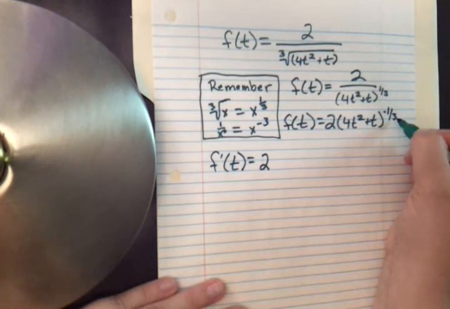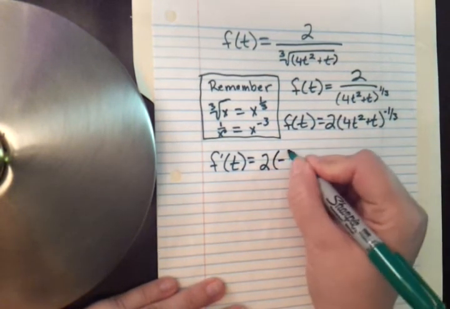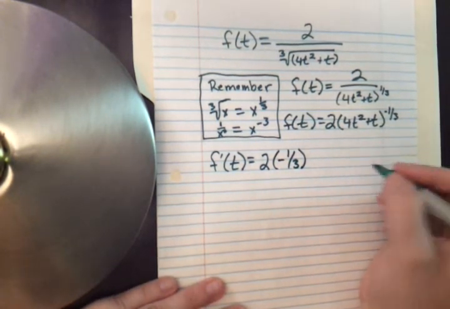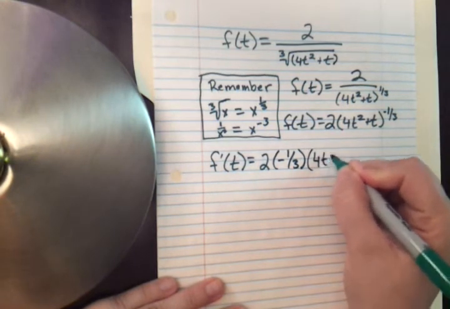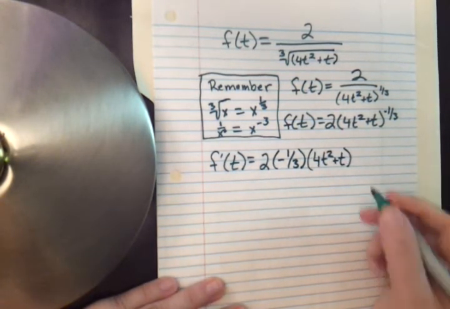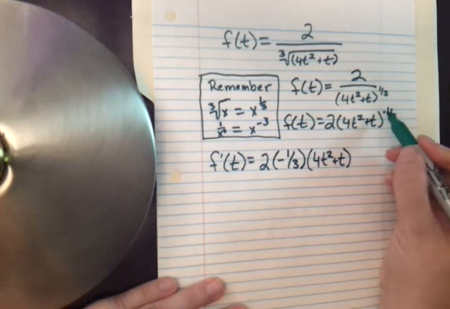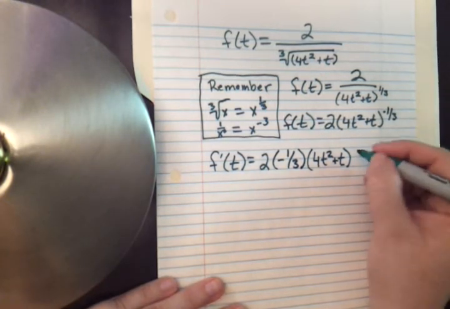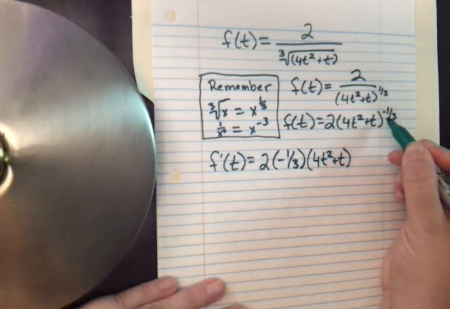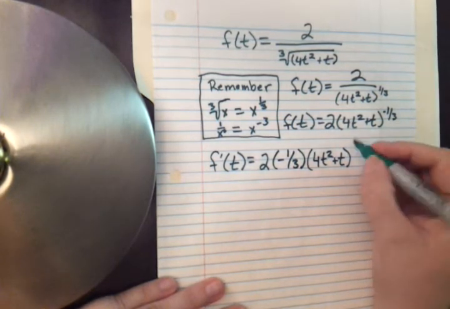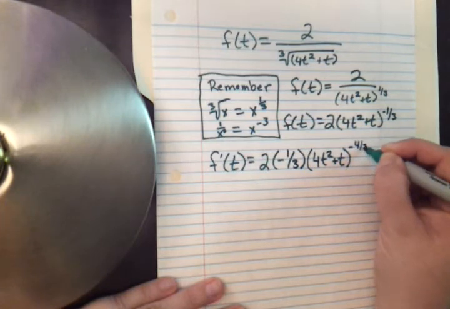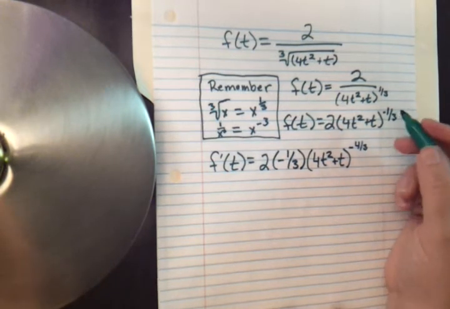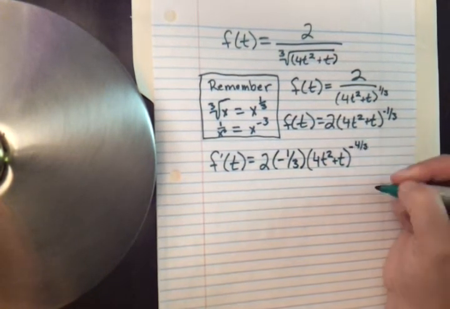Now I need to use my chain rule. So I need to bring down my exponent, so I'm going to be multiplying times negative 1/3. I need to write exactly what's inside the parentheses, so that's 4t squared plus t. And then don't forget my exponent. I need to subtract 1 from my power, and that's going to be my new power. So negative 1/3 minus 1 is going to be negative 4/3. Okay? I had to subtract 1 from that. Negative 1/3 minus 3/3 is going to be negative 4/3.